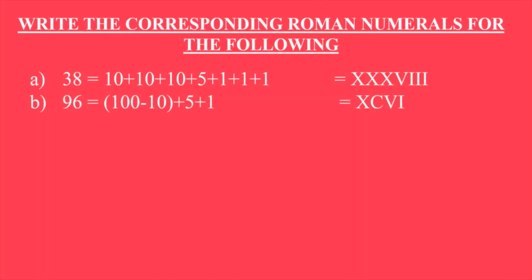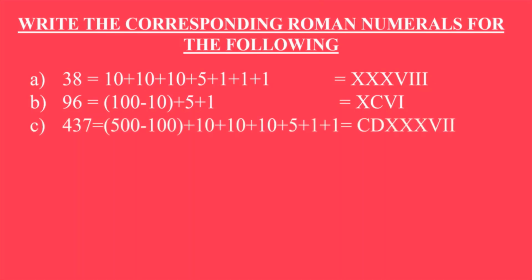96. So how do we write 90? 100 minus 10. The symbol for 100 is C and the symbol for 10 is X. So we write it as XC, 5 is V and 1 is I. So we write it as XCVI.